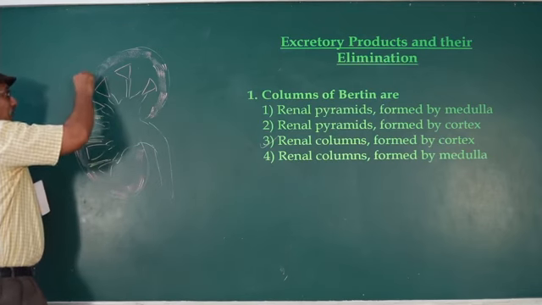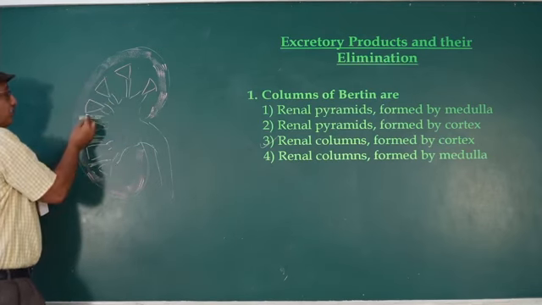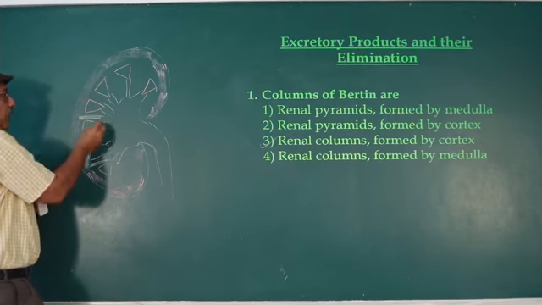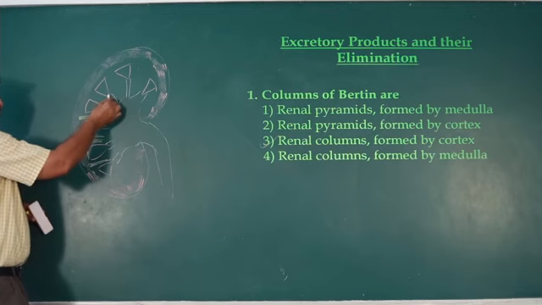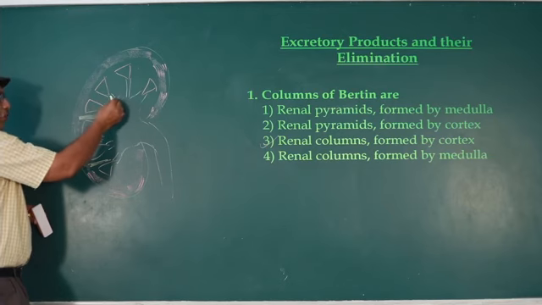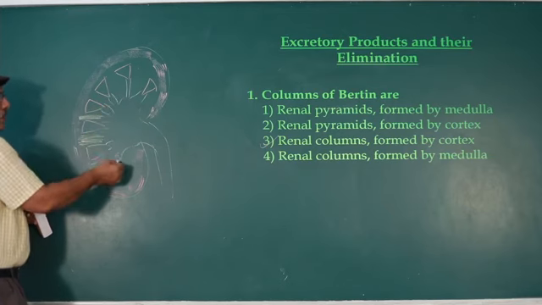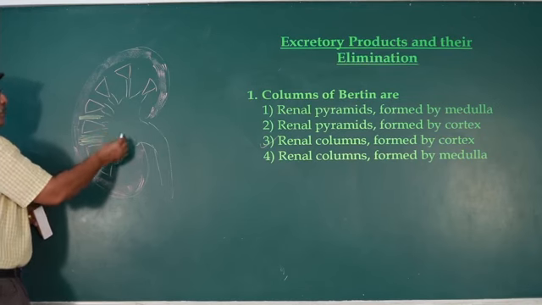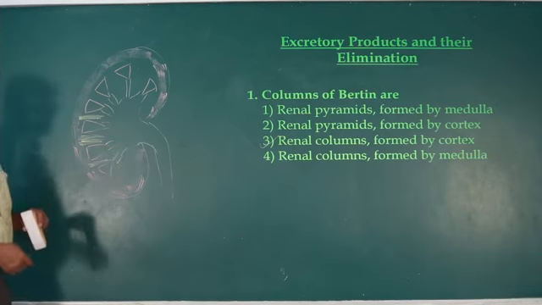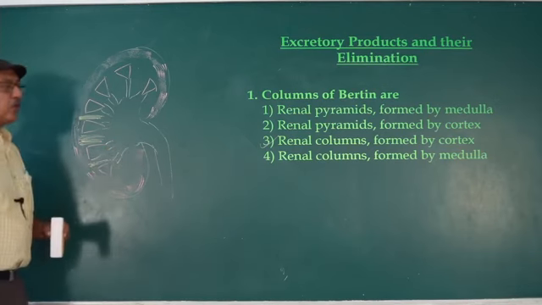So cortex, medulla, columns of Bertini. Nephrons open in the renal papillae, the inner part of the renal pyramid. Renal papillae open into calyx. All calyces form a funnel-shaped structure, the renal pelvis. The renal pelvis comes out of the kidney as the ureter.